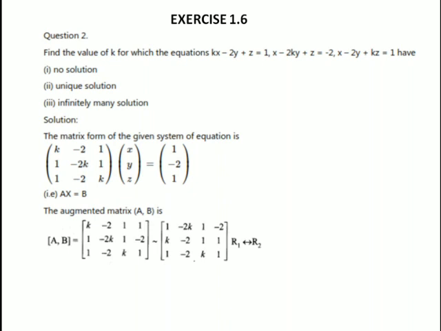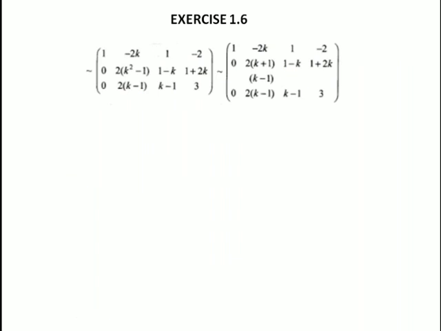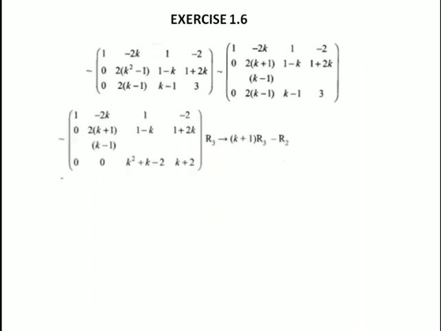is, first you interchange row 1 and row 2. Then row 2 minus k row 1, row 3 minus row 1. Then you find this, you get this. After that, row 3 times (k plus 1) minus row 2. Here k square minus k minus 2 equal to (k plus 2)(k minus 2)... k minus 1. The above matrix is in echelon form.